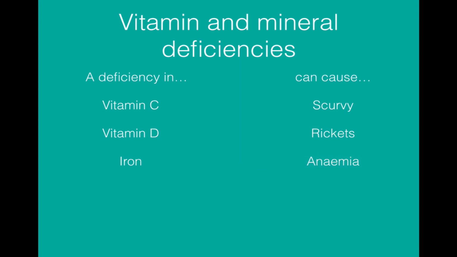Iron deficiency can cause anemia. You need iron to make hemoglobin. If you don't have enough iron in your diet, then you can't make enough red blood cells. So you become anemic, and you might not get enough oxygen to your body, and you will find people will get tired more easily.